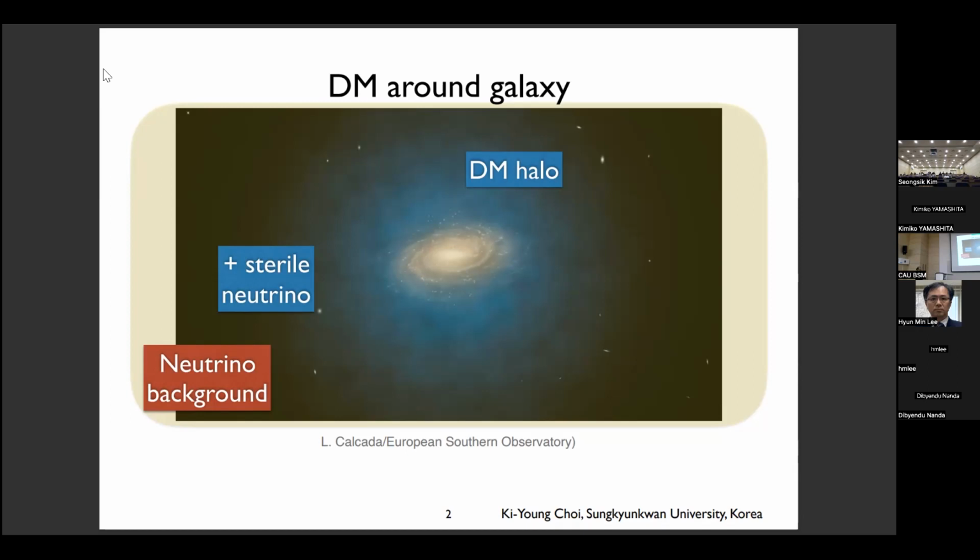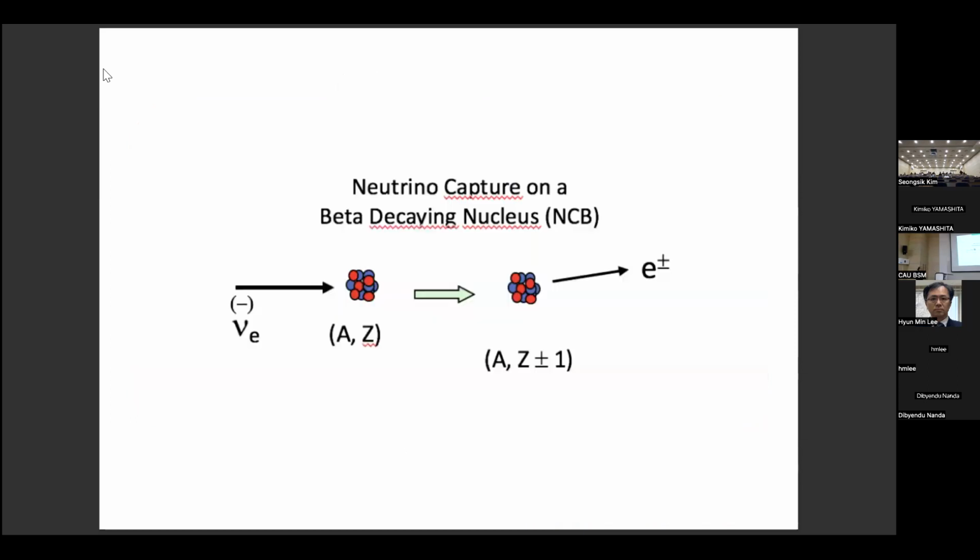people are trying to observe this neutrino and also sterile neutrinos using tritium beta decay. So in this work, we study how much we can probe these cosmic sterile neutrinos, which are around in our galaxy, using this experiment. That's the main point.